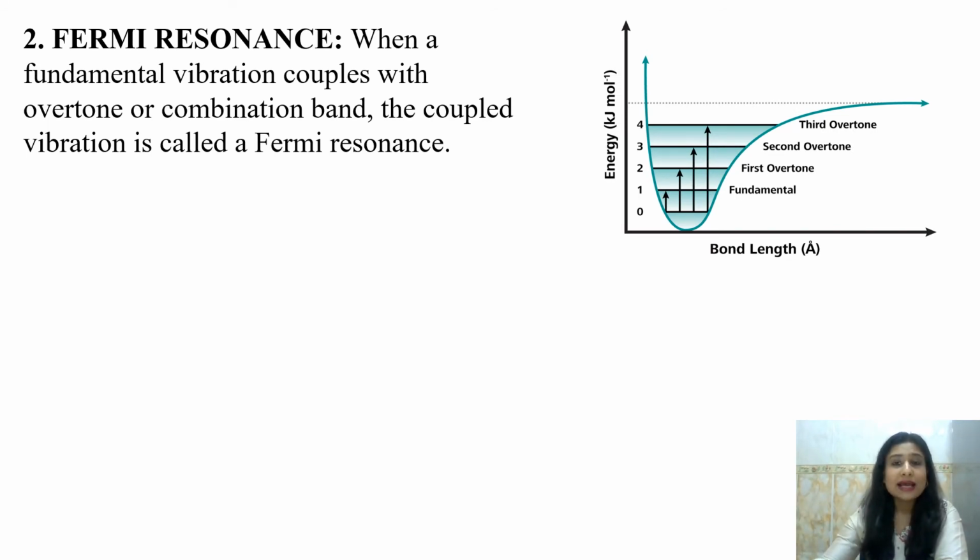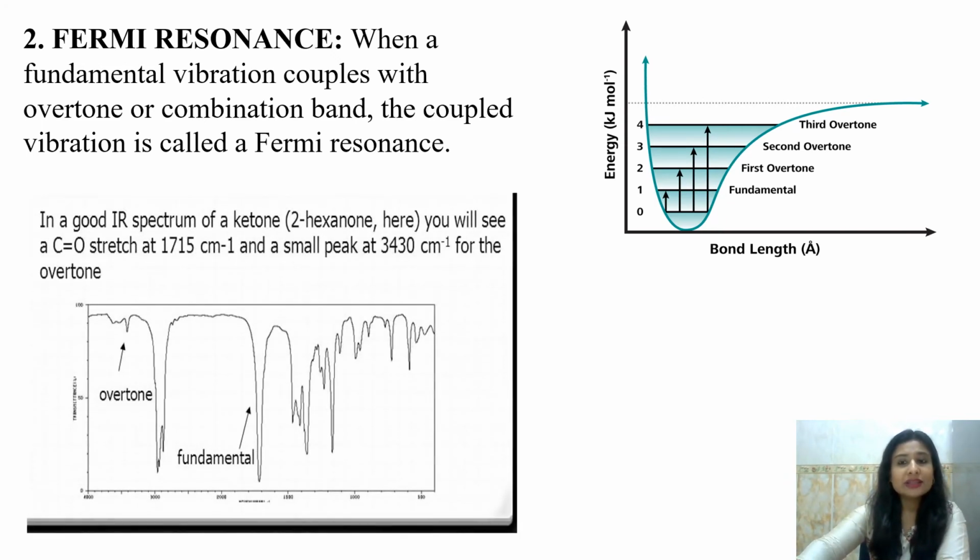Okay, and similarly, when the transition is from the ground state to the third excited state, it is called the second overtone. The absorption bands that appear in the IR spectra are called overtone bands. When the fundamental vibration couples with an overtone band, both these bands have similar frequencies, so they resonate and exchange energy, and they form two bands which are quite close to each other in terms of wave numbers.